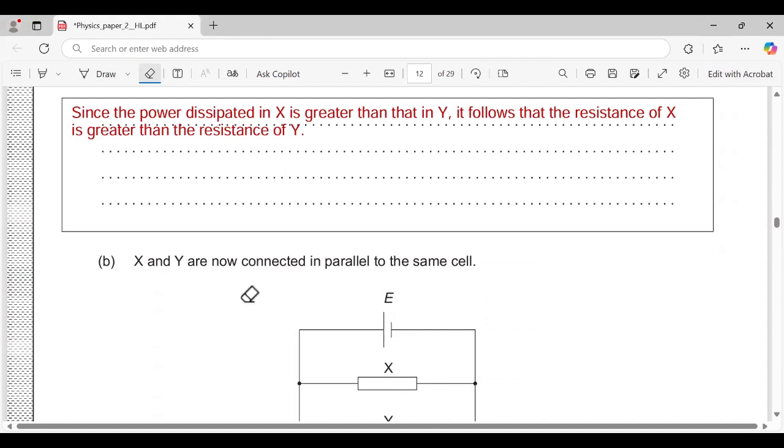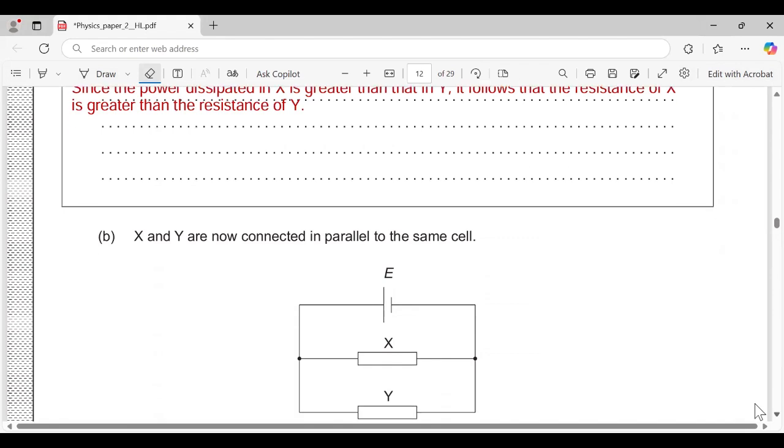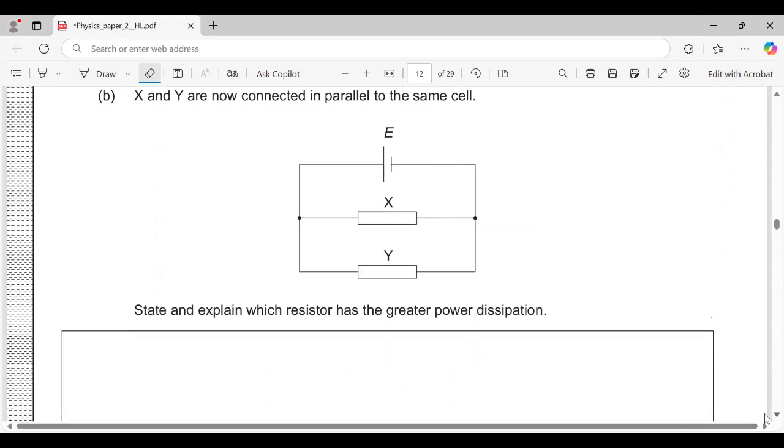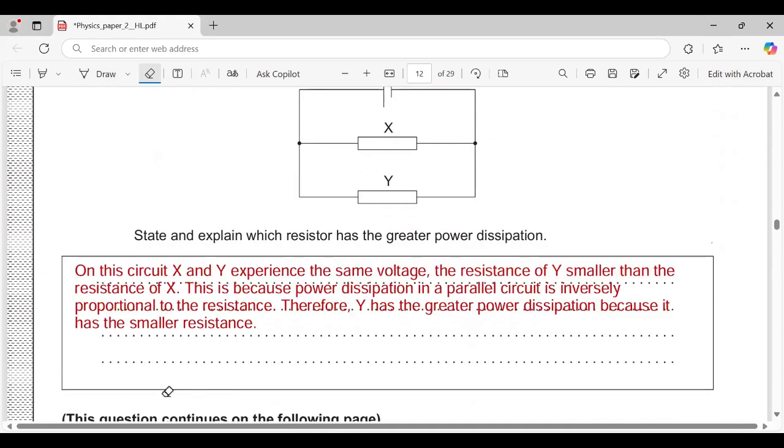X and Y are now connected in parallel to the same cell. This is the circuit connected in parallel, just now it was series. State and explain which resistor has the greater power dissipation. I have provided my explanation. Okay.